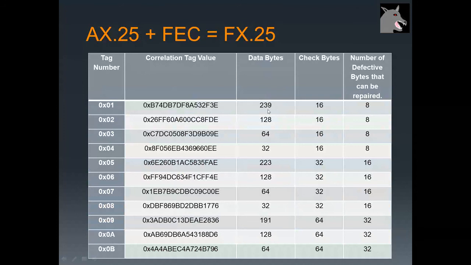So depending on the size of your AX25 packet and the number of check bytes that you want to add, there are a number of different correlation tags that specify how many data bytes follow and how many check bytes follow.